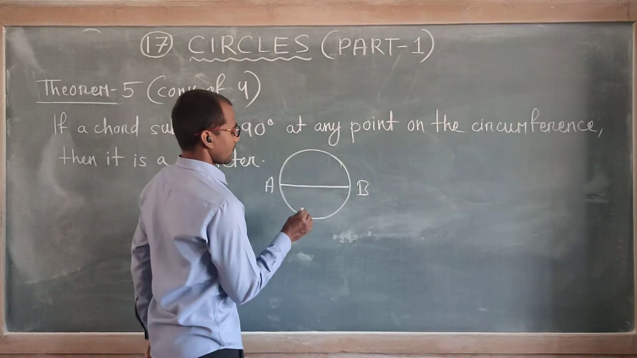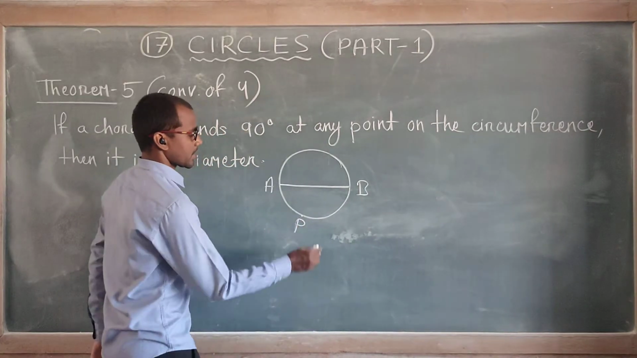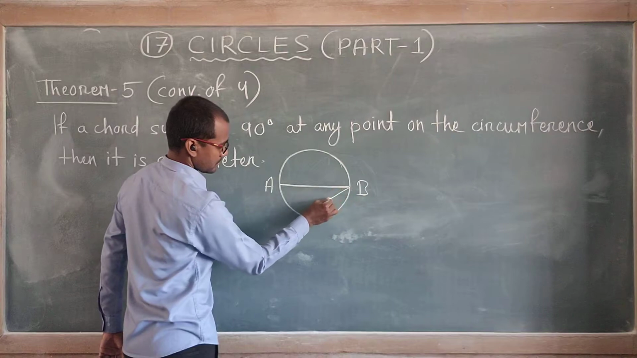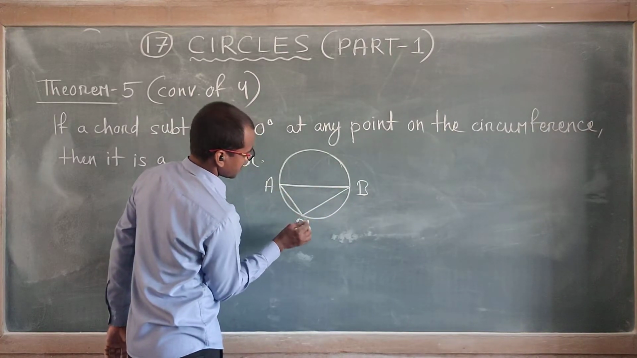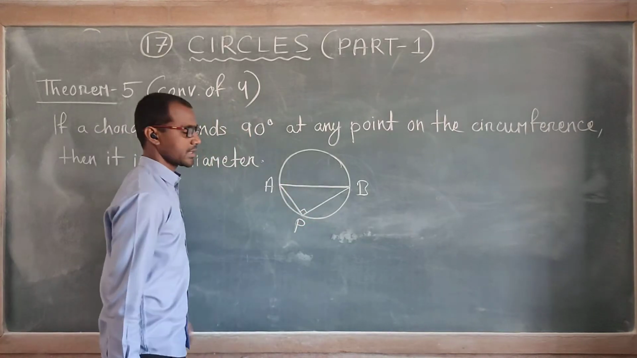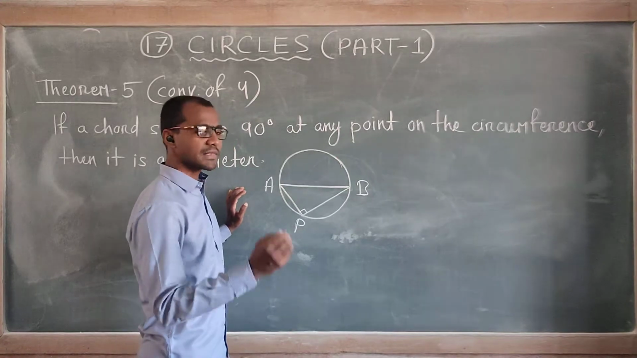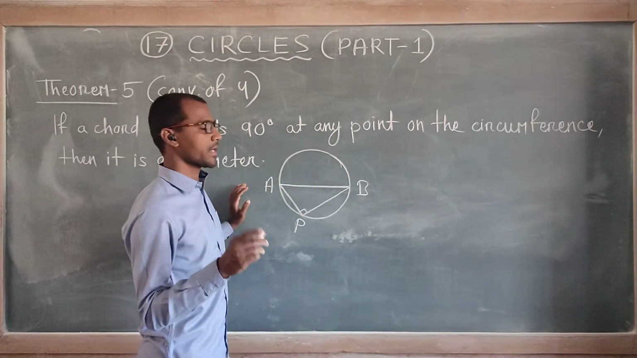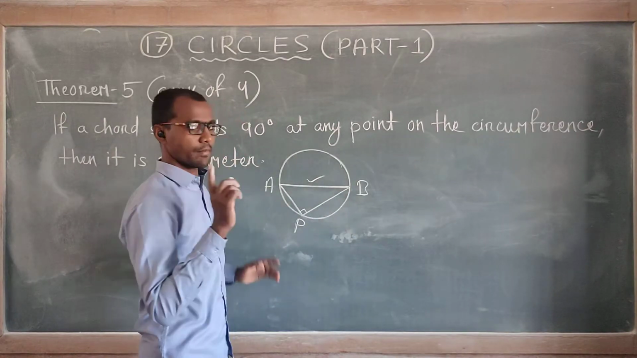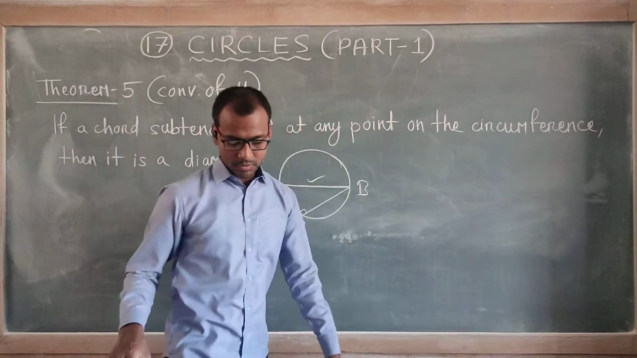Now suppose we have a point P on the circumference, and it is given that this angle is 90 degree. Means the chord AB is subtending 90 degree at a point on the circumference. Then definitely this chord AB is a diameter. Means it is passing through the center. This is theorem number 5. Okay.